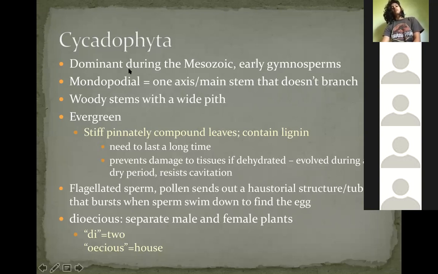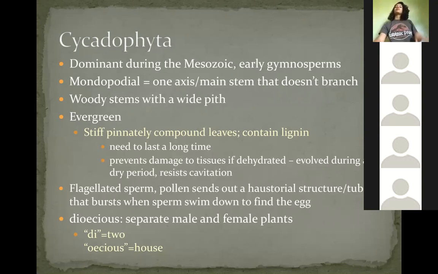They do have monopodial growth. So now we're moving away from species that had dichotomous branching, which is what we saw a lot in seedless vascular plants like Selaginella. So with monopodial growth, they have one axis or one main stem that doesn't branch, or it really doesn't branch often at least, but it'll pretty much branch from that one main stem.